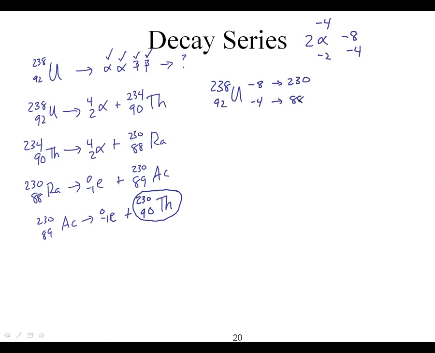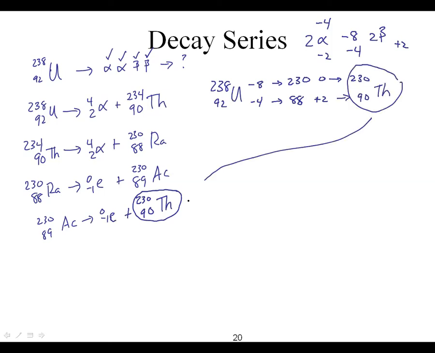Now we also had 2 beta decays, and for beta decays, we add 1 to the atomic number. So since there's 2 of them, we would add 2 to the atomic number, which means we would add 2 here. And you can see nothing would change up here. And that would give us 230 and 90. And again, we could go to the periodic table and get there as well.